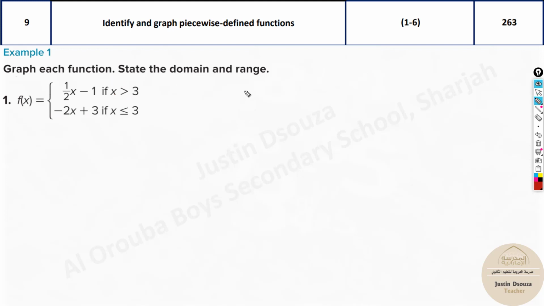Now in this graph, if you graph this coordinate, at x equals 3, somewhere around 3, there will be a change in the graph. There will be a discontinuity. In the sense, what happens? Anything that is greater than 3 will follow this equation. So anything that's greater than 3 will have the first equation. Now what is this first equation? Half x minus 1.